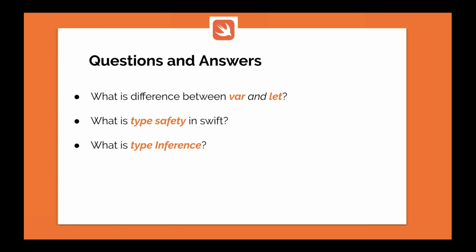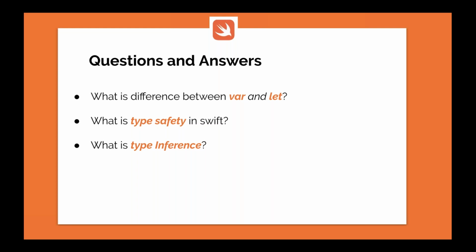If you consider yesterday's topic, what is the difference between var and let? Var is used for creating a variable, whereas let is used for creating a constant. If it is a constant, you can't modify the value: you can't increment, decrement, or change it. But if it is a variable, you can change the value. What is type safety in Swift? It is a standard question actually.